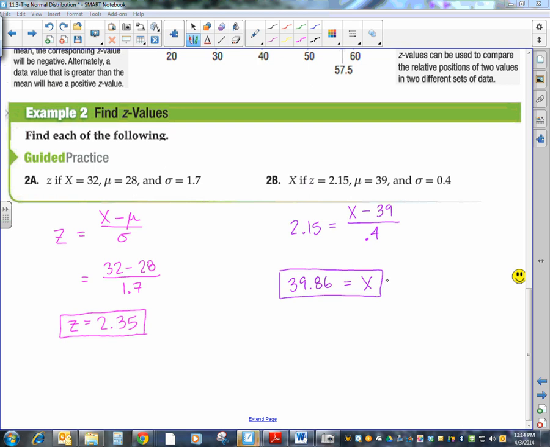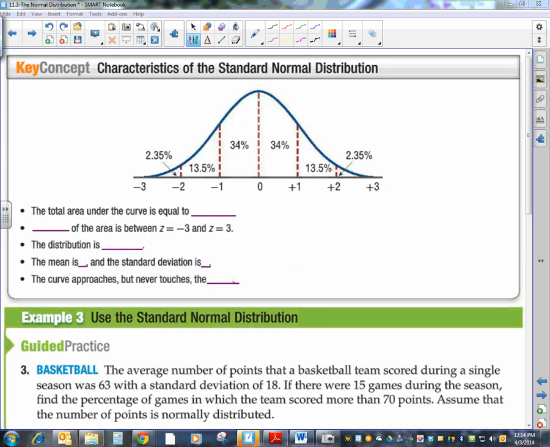Now, keep in mind that there are infinitely many normal probability distributions, all of which can be related to the standard normal distribution. Let's talk about the characteristics of the standard normal distribution, okay? Because all those other ones are going to have different mean values, but the standard one is going to have, you'll see it up in the curve, the total area under the curve is still equal to 1 or 100%, okay?